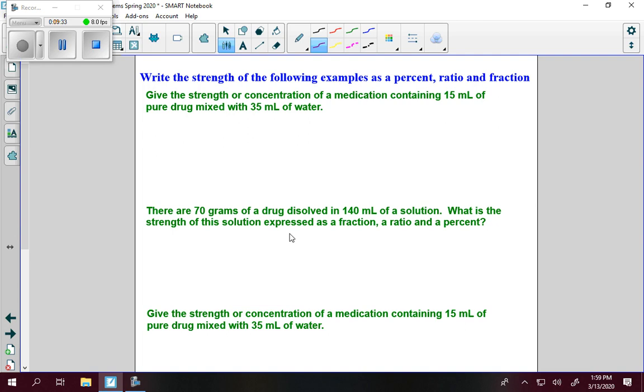All right, so it says, give the strength or concentration of medication containing 15 milliliters of a pure drug mixed with 35 milliliters of water. What I'm saying is my strength fraction would be pure drug to total solution. So when I read the problem here, it says 15 milliliters of pure drug, so I have that 15 milliliters on top.